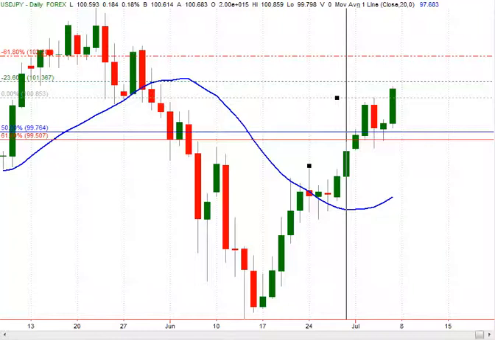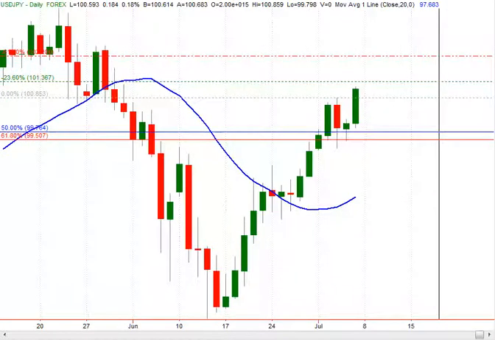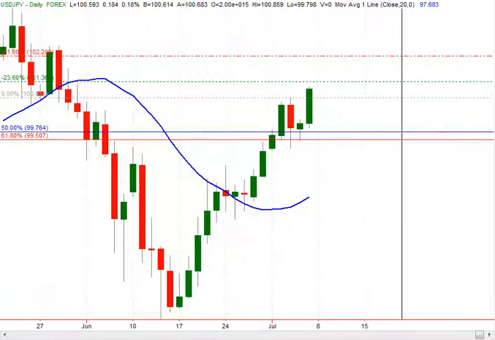So we could still see the 101.40 area here, and even 102.20, which would be the second target here, but there is a possibility that we could see a reversal here. So be very careful with longs in the USDJPY.